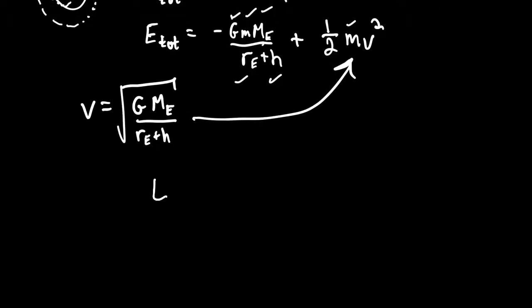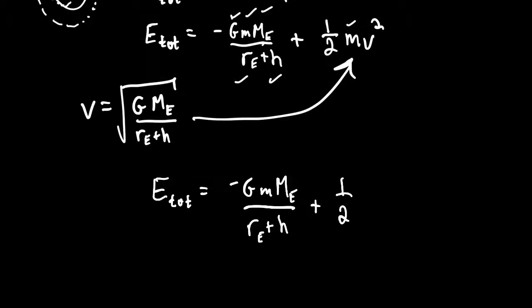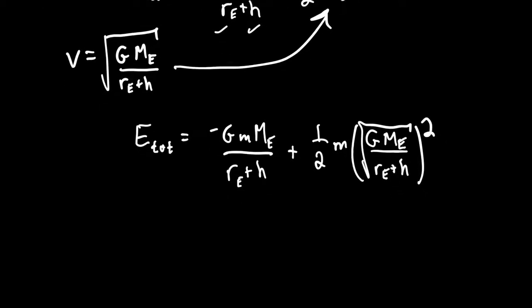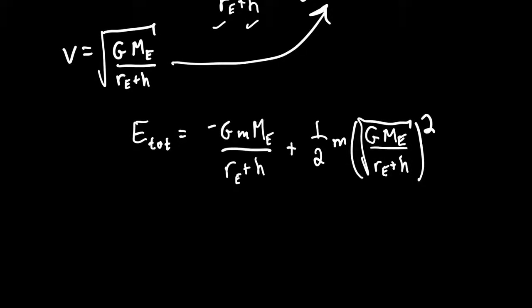I get my E total equals negative G times little m times big ME over RE plus H, plus 1/2 times little m times the square root of big G times M sub E over RE plus H, squared. Oh snap. We blew the mind of the math major.